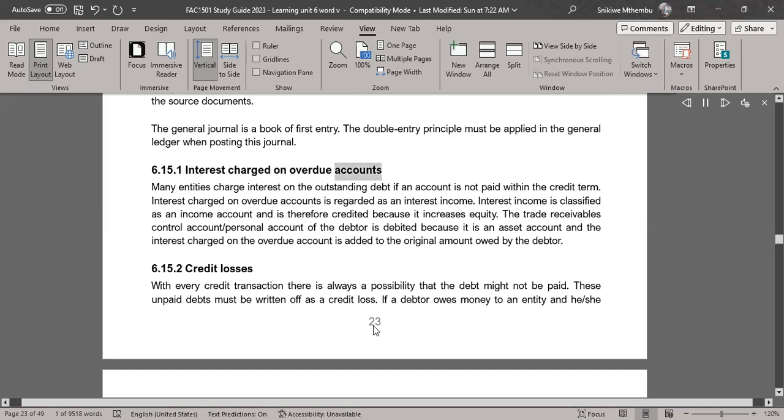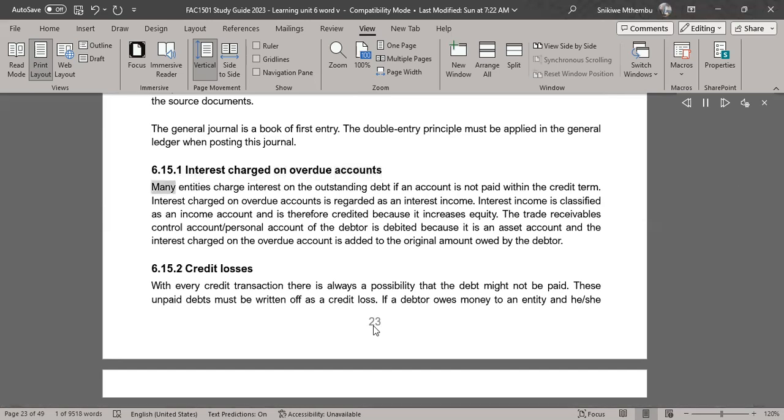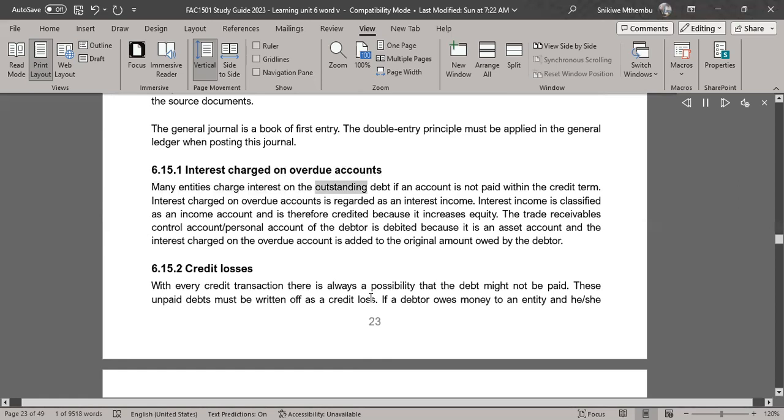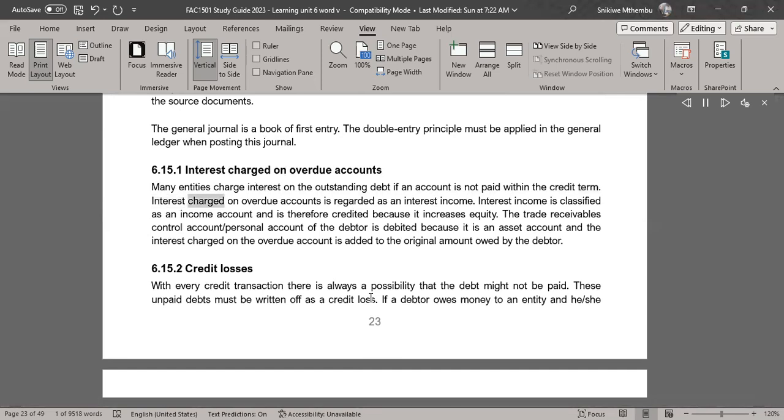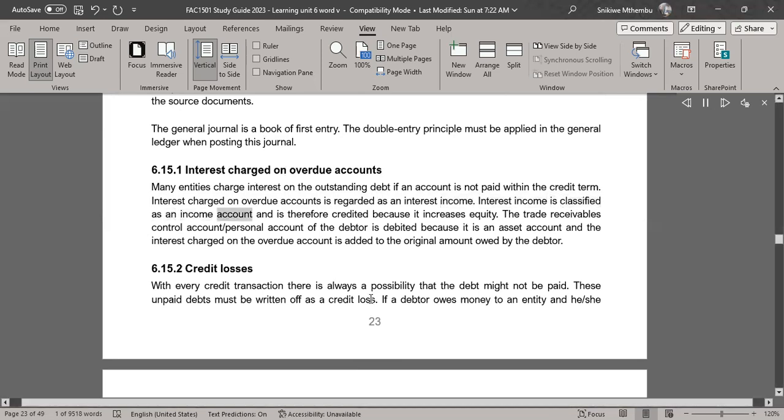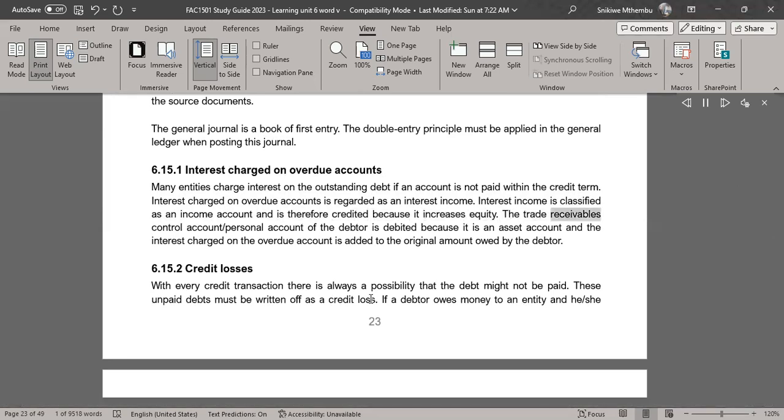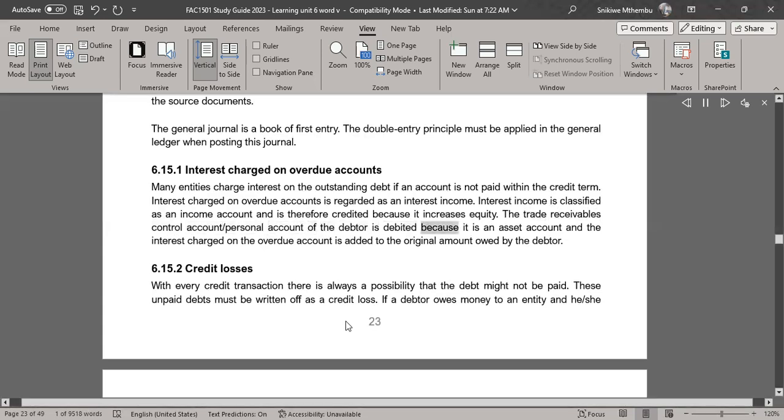6.15.1 Interest charged on overdue accounts. Many entities charge interest on the outstanding debt if an account is not paid within the credit term. Interest charged on overdue accounts is regarded as an interest income. Interest income is classified as an income account and is therefore credited because it increases equity. The trade receivables control account/personal account of the debtor is debited because it is an asset account, and the interest charged on the overdue account is added to the original amount owed by the debtor.